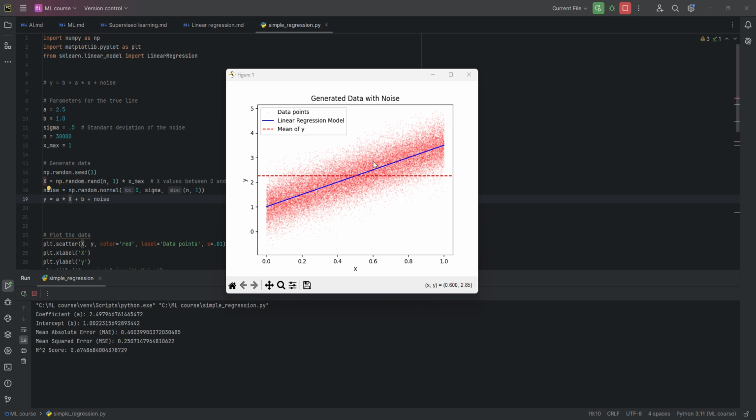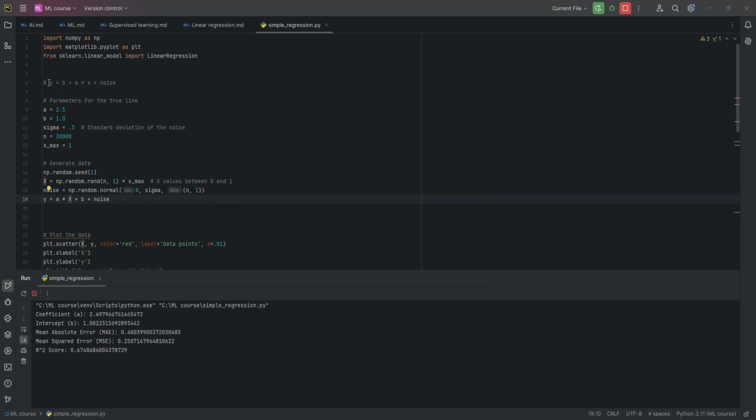It's worth noting that the underlying truth, the actual ground truth that we are interested in, is the y equal b plus ax, without the noise or without any other parameters added to it. That's the thing that we are interested to discover with our model.